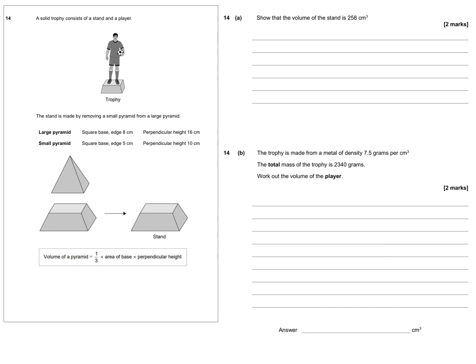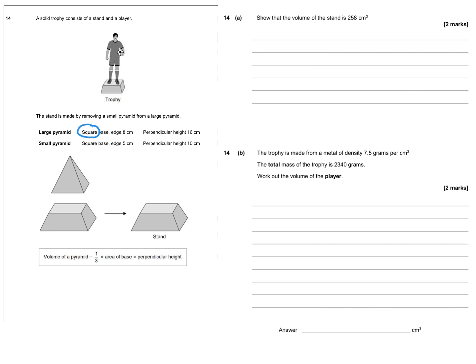So we've got this trophy of this footballer, and it says the stand is made by removing a small pyramid from a large pyramid. The large pyramid has a square base with an edge of 8 centimeters and a perpendicular height of 16 centimeters. All right, whenever I think of a square, I think back to primary school, and I think, what do I know about a square? It has all 4 sides that are the same.